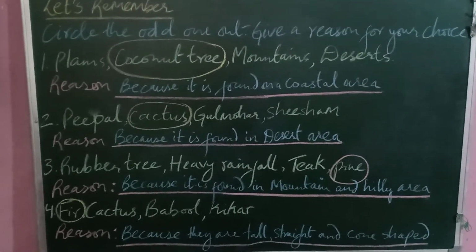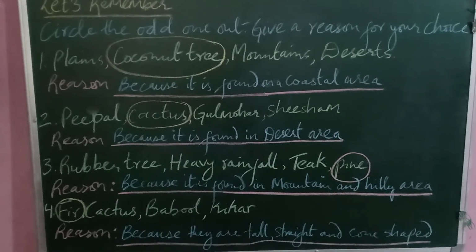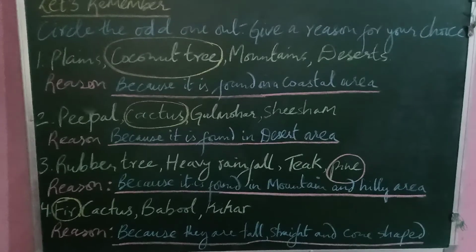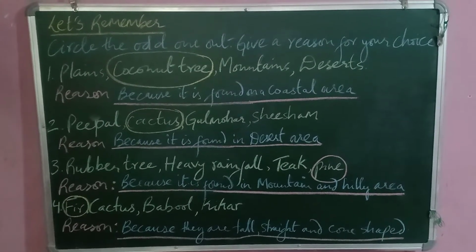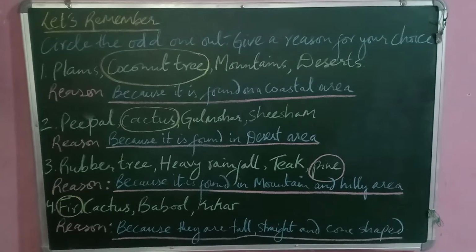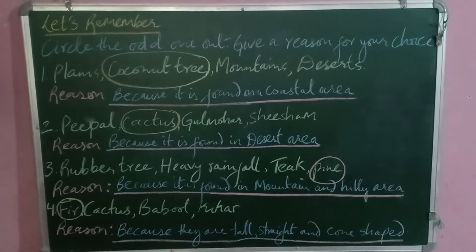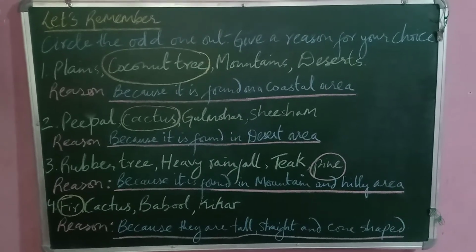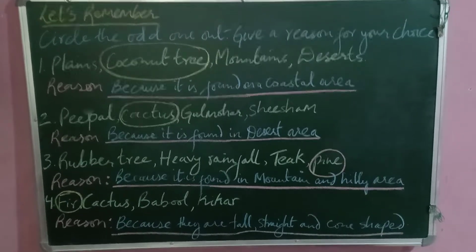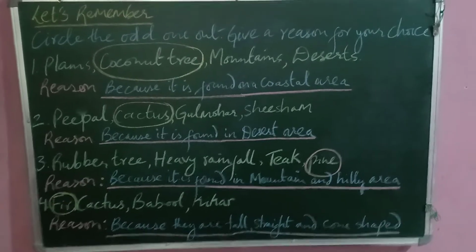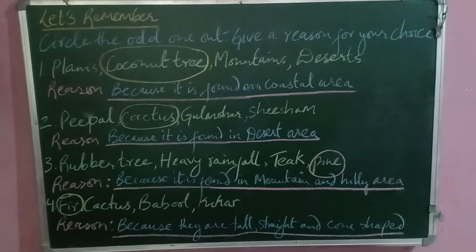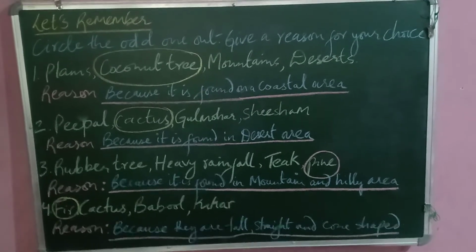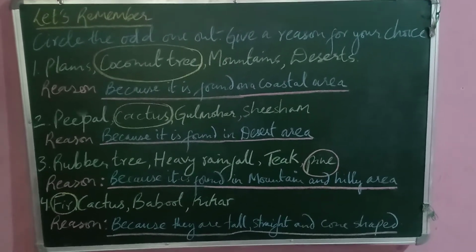And question number 3, rubber tree, heavy rainfall, teak and pine. I have circled pine. So the reason for that is because it is found in mountain and hilly areas. Then we have question 4, fir, cactus, babul and kikar. So we have to circle the odd one, that is fir, and the reason for that is because they are tall, straight and cone shaped. Okay.